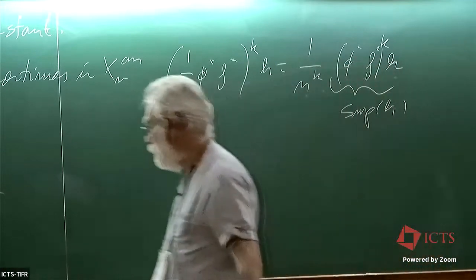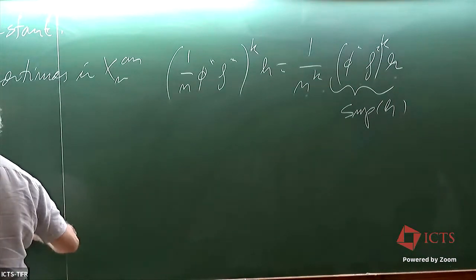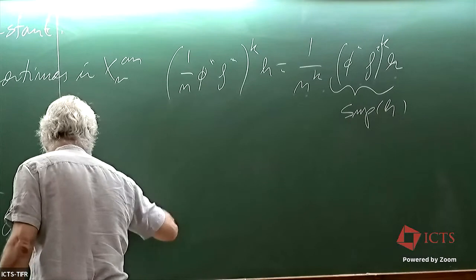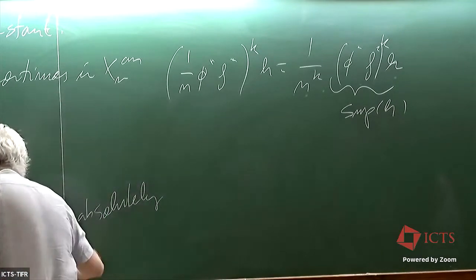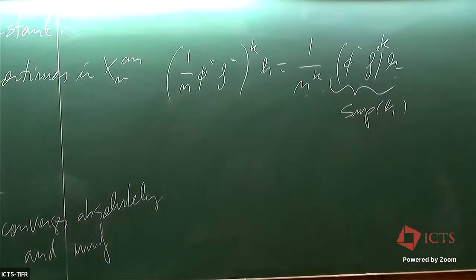So this series converges absolutely and uniformly. Hence, we get that our sequence of metrics converges uniformly to a limit metric.